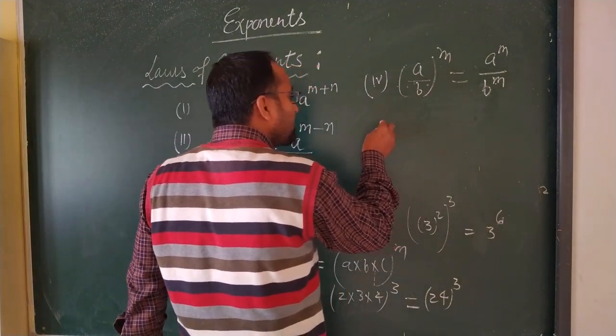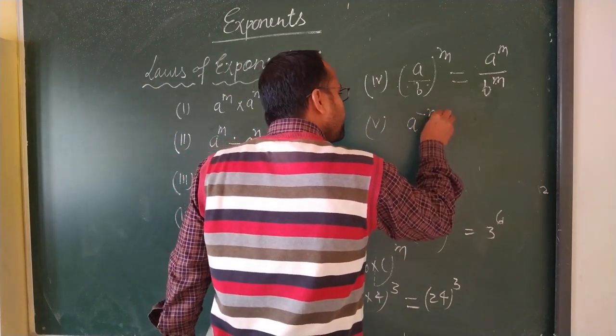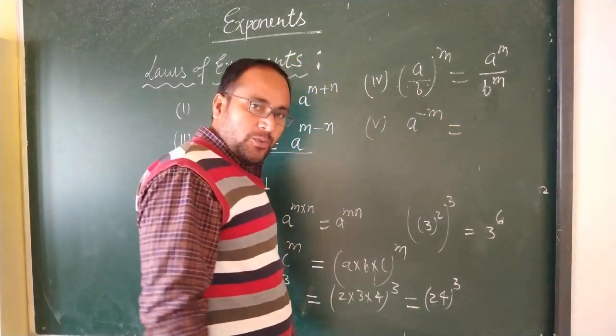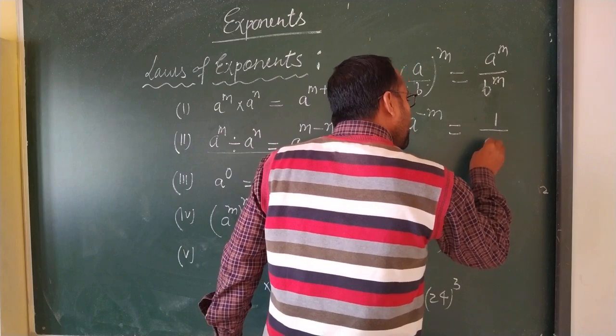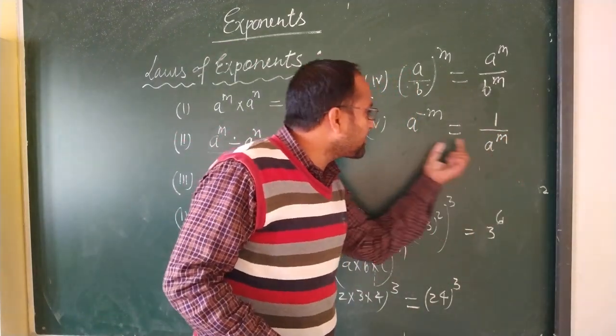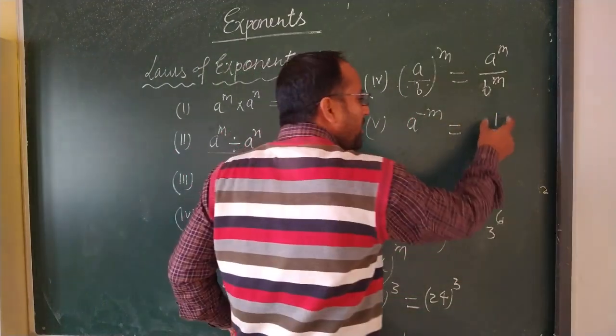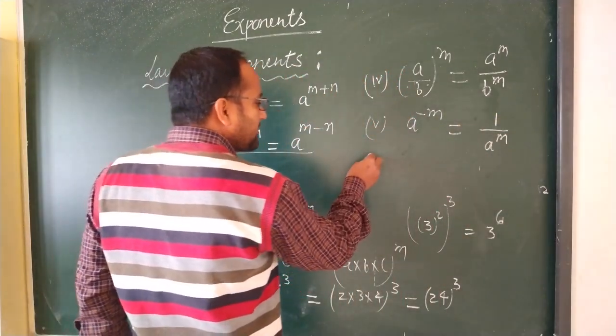Suppose it is given that a to the power minus m, and you want to convert it into a positive, then you will write 1 upon a to the power m. If you move it into the denominator, then this minus changes into a positive, 1 upon a to the power m. Okay, same as it is.